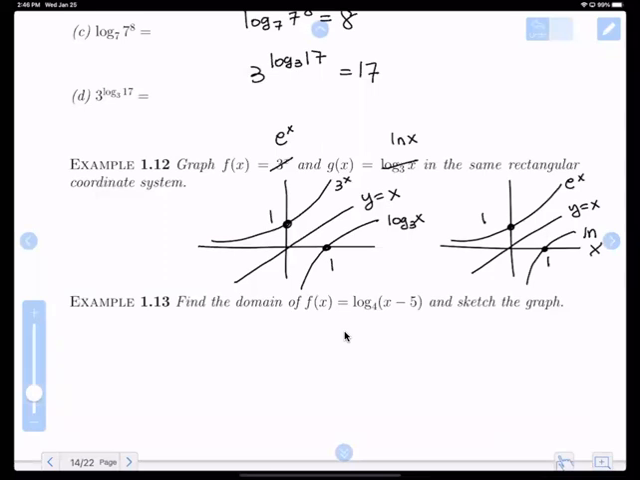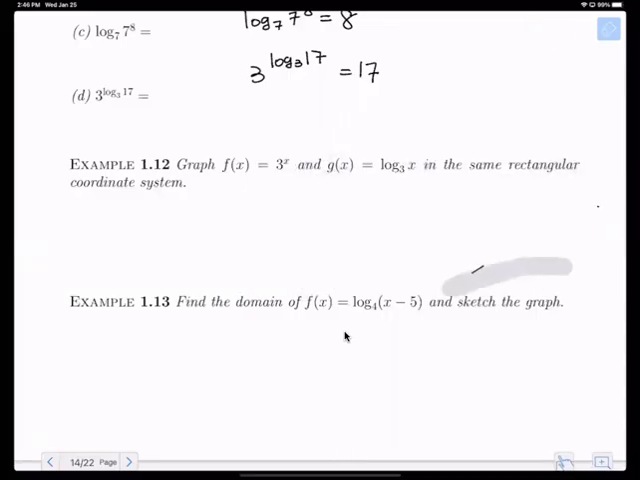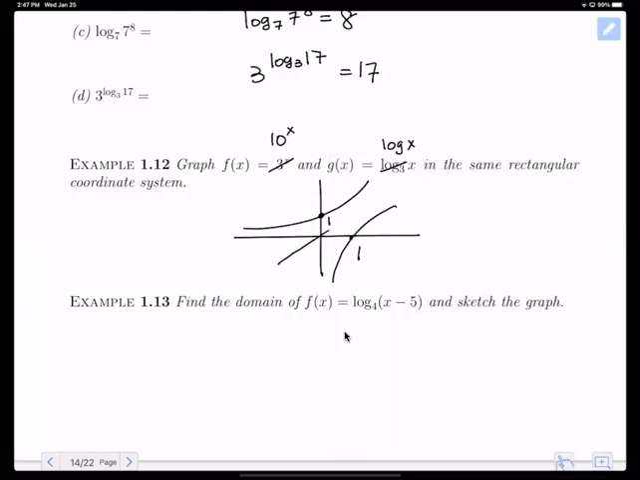What if I ask you, instead of 3 to the x, I'm going to erase this. If I ask you to graph 10 to the x and log x, can you draw them in the same graph? Sure. Here is a 1, here's a 1, and of course there's y equals x. So do you understand the pattern of doing this? These are important magic numbers.